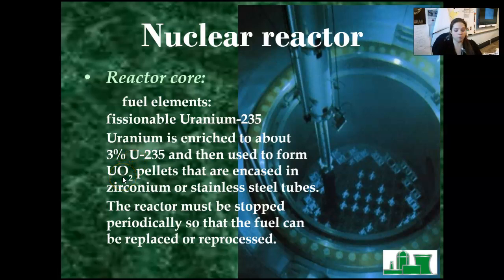So they take the uranium and they chemically combine it with oxygen to form a solid pellet, which these pellets are then put into a zirconium or stainless steel tube, forming a huge long tube, and you can see it right here, the fuel rod. These reactors must be stopped periodically so that the fuel can be replaced or reprocessed. I vote for reprocess, but not all the time does that happen.